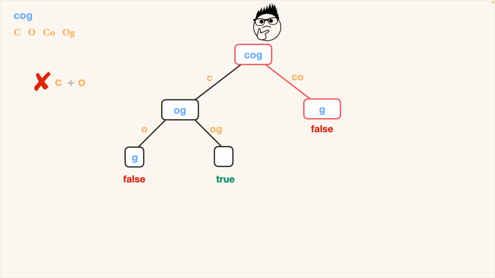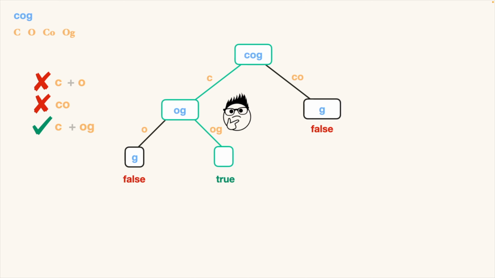In a similar way, you can take the CO at the start, but you also hit a dead end, right? So that doesn't work out either. The only way that works out is if you take the C and then the OG, like so. And that would be the final answer here, right? And for this particular input of cog, you should ultimately return true, right?